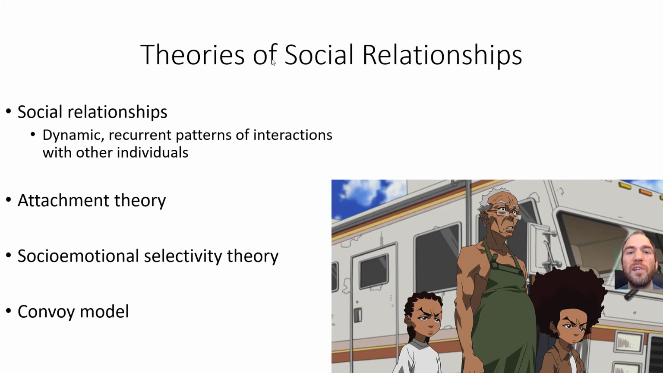Beginning with some basic theories of social relationships and a definition, social relationships can be defined as dynamic, recurrent patterns of interactions with other individuals. We're going to talk about three different theories: the attachment theory, the social emotional selectivity theory, and the convoy model.